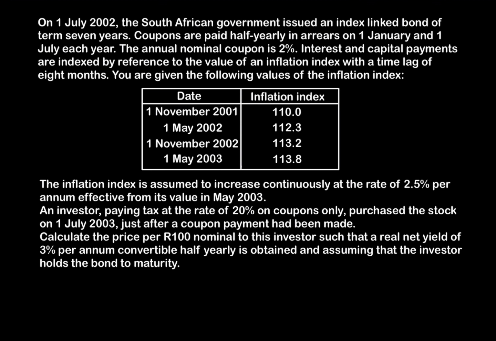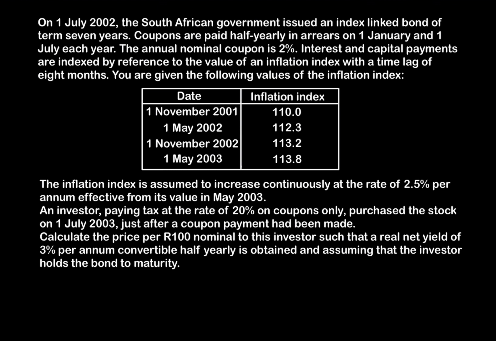And then after that it says purchased. So an investor purchased the stock on the 1st of July 2003, just after a coupon payment had been made. So the purchase date is different to the issue date. It's 1 year after the issue date. Then it says calculate the price per 100 Rand nominal to this investor such that a real net yield of 3% per annum convertible half yearly is obtained, and assuming that the investor holds the bond to maturity.